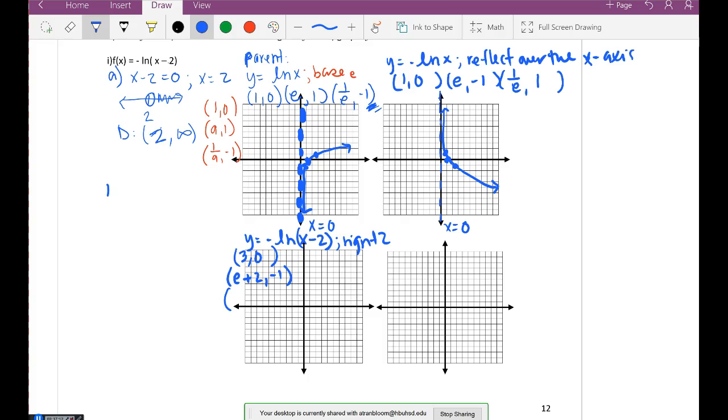Let's do it on the side here. 1 over e plus 2. Can I possibly simplify that? Yeah, that's like 2 and 1 over e. So I can simplify that a little bit, okay? So 2 and 1 over e, comma, it's not positive 1.